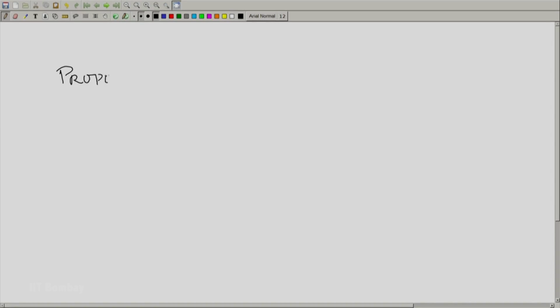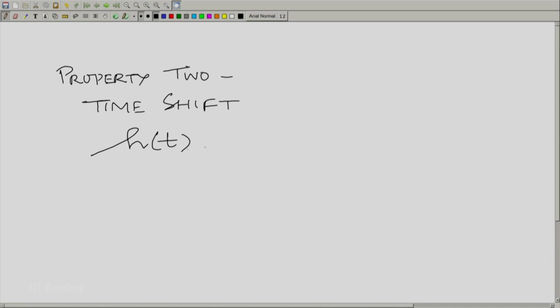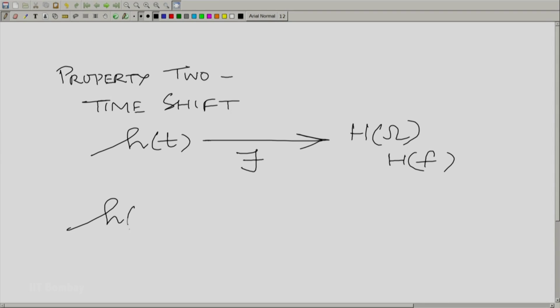Now, let us take up the second property, namely what happens when you shift a signal in time. So, property number 2, time shift. What happens when you shift a signal in time? If h of t has a Fourier transform of capital H of omega or capital H of f. Remember, we are going to talk both the language of angular frequency and in the language of cycles per second frequency. What is the Fourier transform of h t minus tau 0?